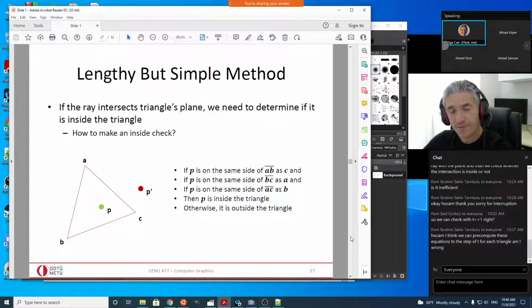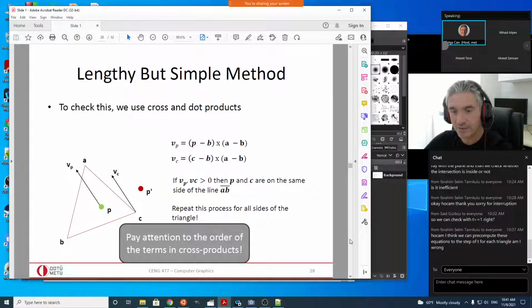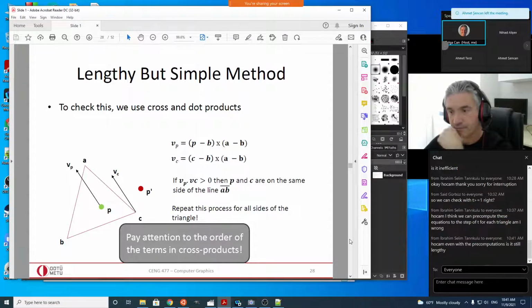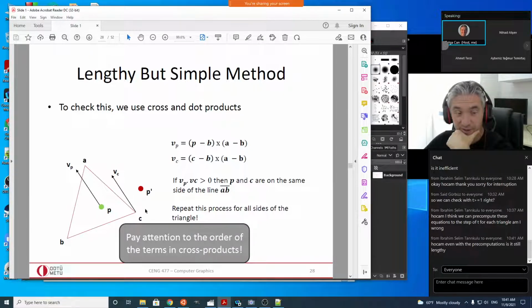And then if our p prime, or p here, is on the same side of all the edges, it's inside. If it's not on the same side for one of the edges, it's outside. So we have to check this inside-outside test here. Yeah, even with pre-computations, it may take some time, especially this inside-outside test, I think these cross products.